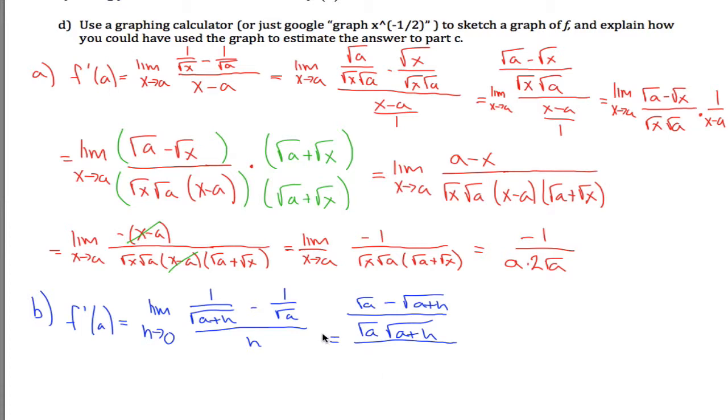I forgot to write limit. I can do that, I think. This equals the limit as h approaches 0 of this thing. This was all the top, and then on the bottom I just have an h, or if you want, h over 1. So what I have is the limit as h approaches 0 of root a minus root a plus h, divided by root a plus h, times 1 over h.